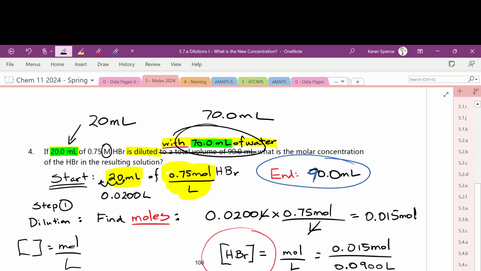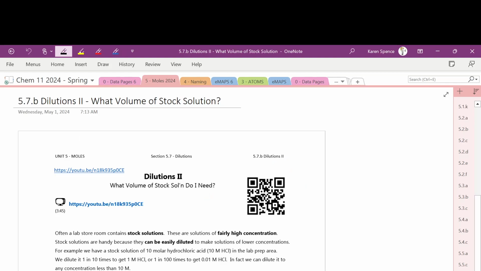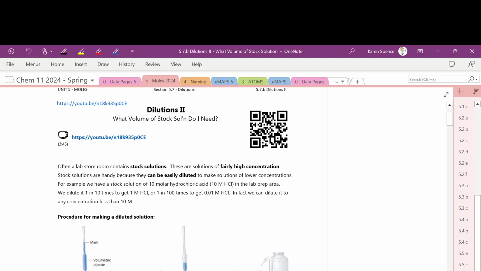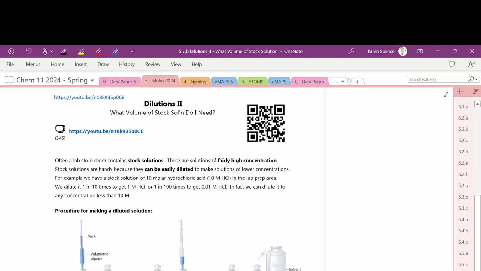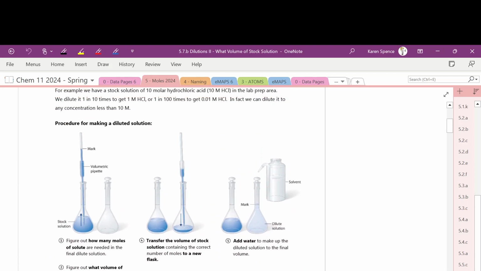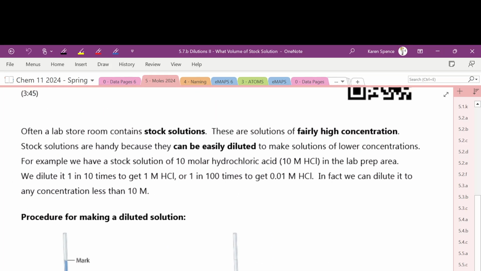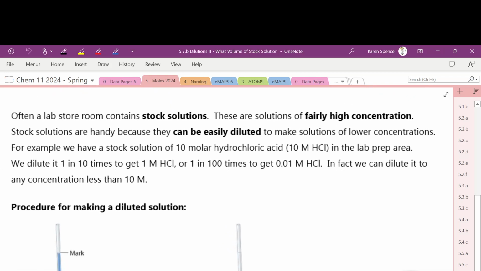Okay. Let us do 5.7b. And there's actually a lot of stuff in here that I'm not going to go over today. I'm just going to take you through it really quickly. Often our lab storeroom, we have, I'll look at an example for you.